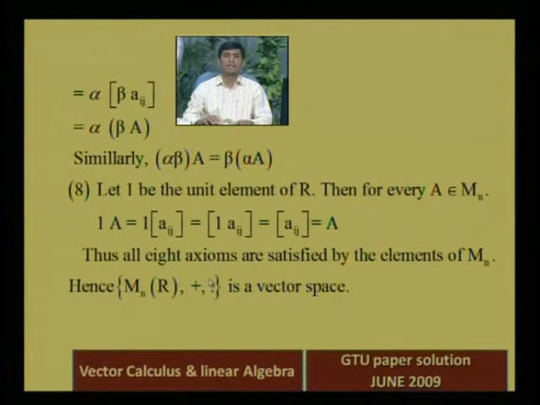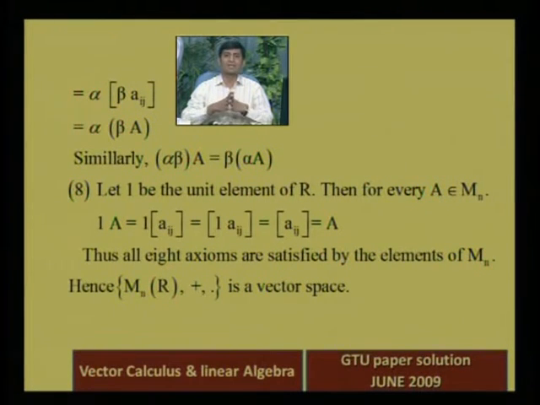So all these 8 conditions, except the closeness for the addition and scalar multiplication, we already proved before. So a total of 10 conditions are satisfied by the elements of Mn. Hence this set Mn, the set of n cross n matrices over real numbers with the standard addition and scalar multiplication, is a vector space.